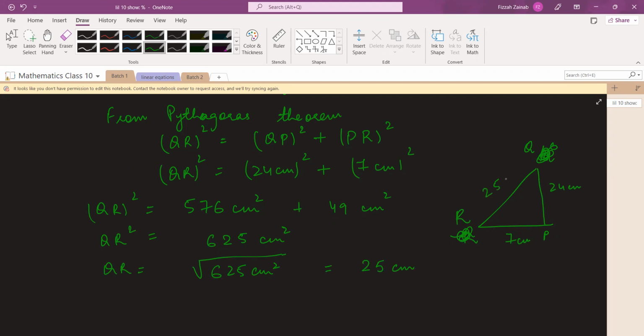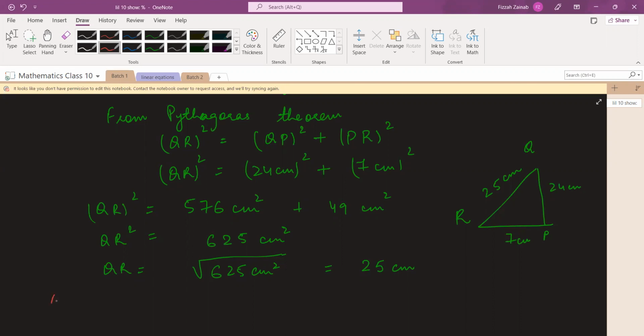So this side is, now 25 centimeter we have got. Is that understood by everyone? Yes, ma'am. Okay. So we have got the diameter of the circle.